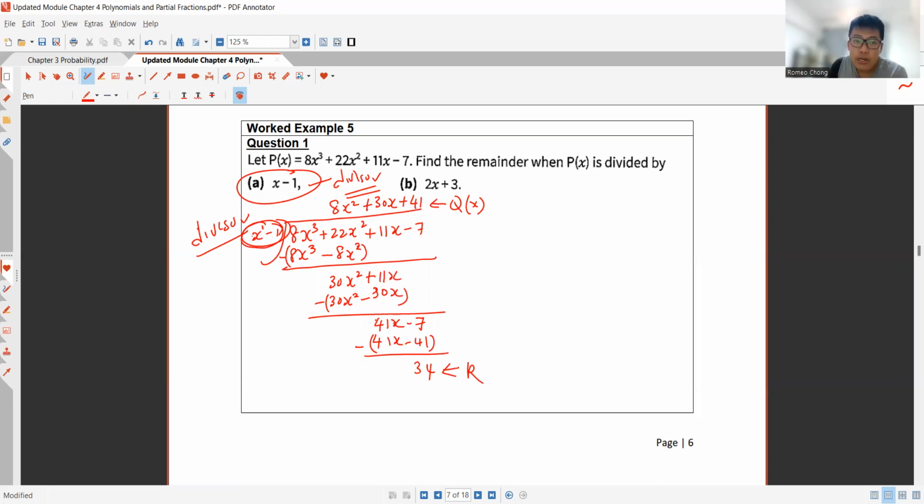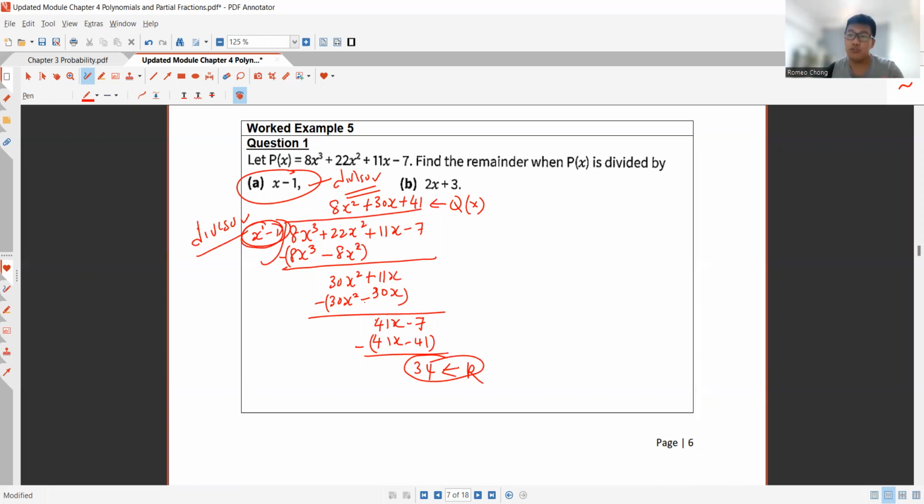Then if the highest power of your divisor is 1, that means your remainder is only a constant, meaning you don't have any x anymore. Because the power of the remainder has to be less than the power of the divisor. If the power of the divisor is 1, then 1 minus 1 becomes 0. So x to the power 0, no more. You are left with a number, which is a constant.